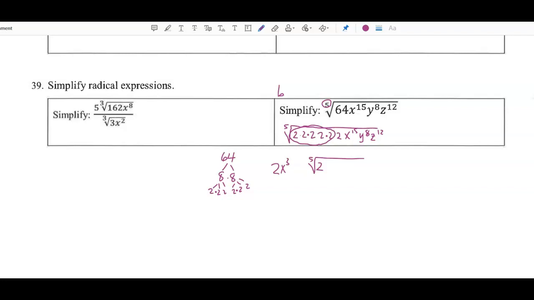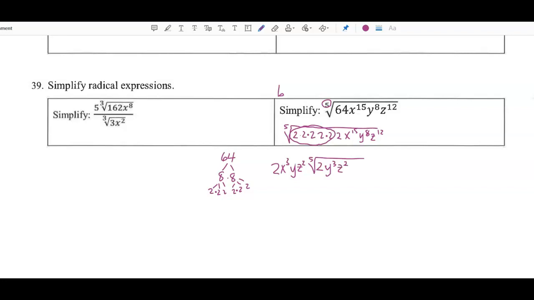With y, 5 will divide into 8 one time, so I've just got a y out here, but then there's 3 y's still left over inside, so y to the 3rd. And then with my z, how many times will 5 go into 12? It will go in twice, so I'll have z to the 2nd power, and that will leave me with 2 inside.